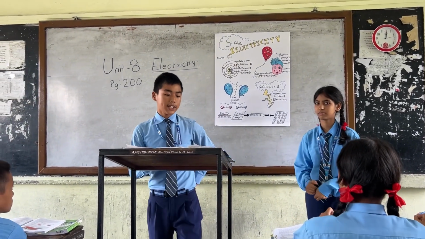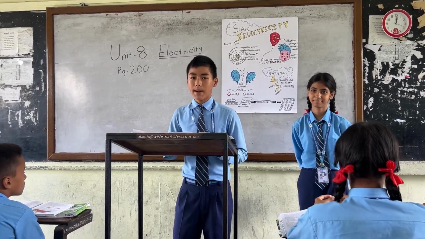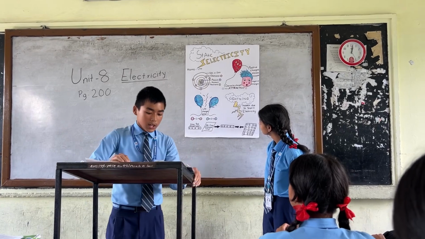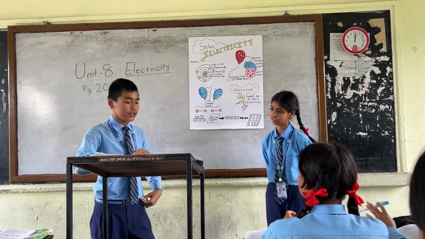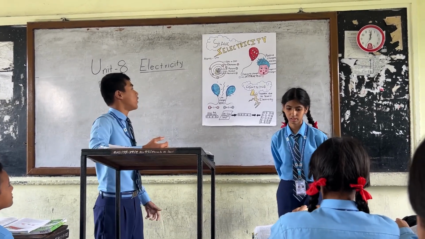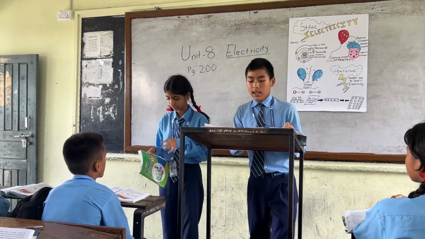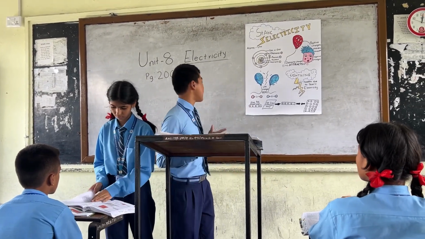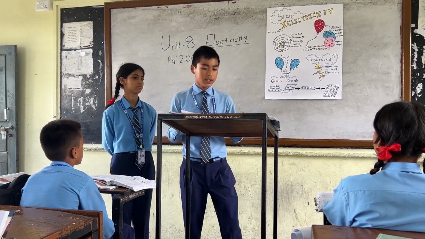Before understanding static electricity, we have to understand atoms. As we have learned, atoms are the smallest part of matter. You can see here the structure of an atom. There is a nucleus, and the nucleus contains protons and neutrons, and the electrons are revolving around the nucleus. Static electricity is the result of an imbalance between the negative and positive charges in an object. And we also know that like charges repel and unlike charges attract each other.